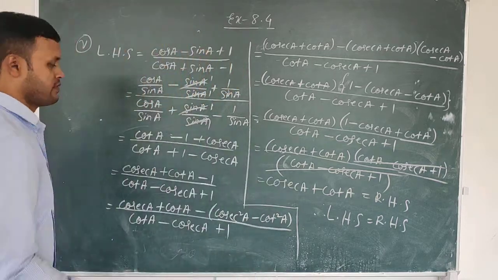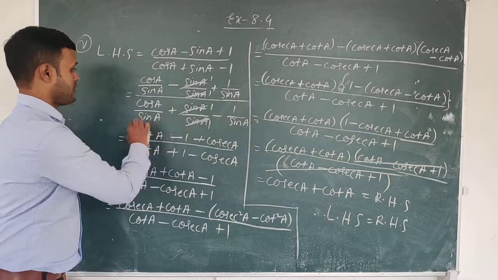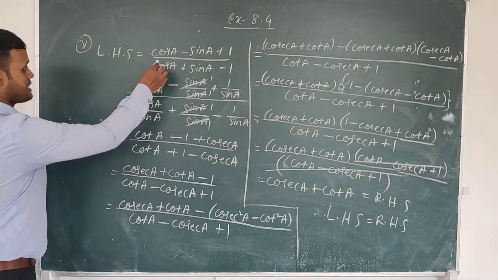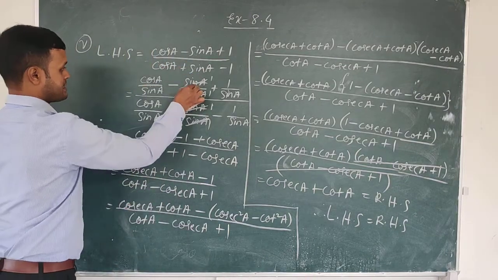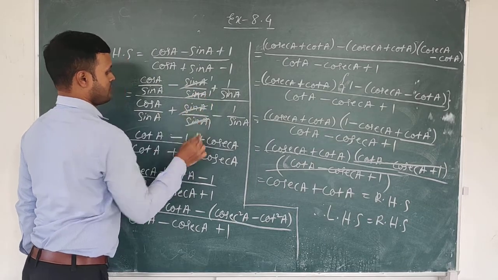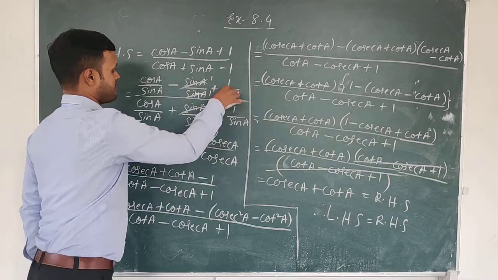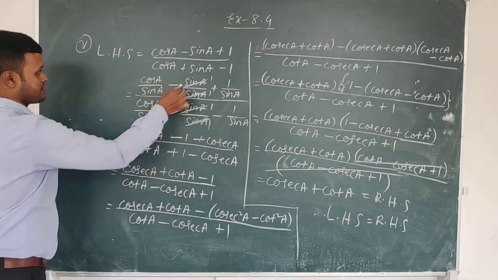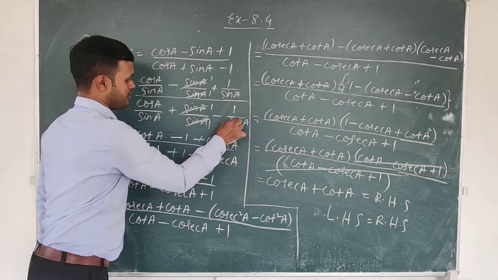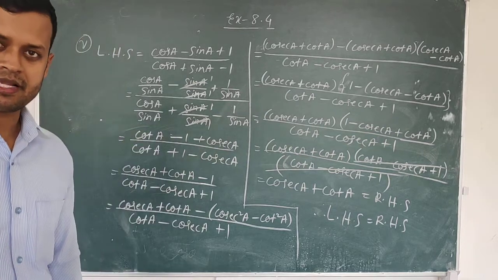So let us see how to convert. I am dividing all the terms above and all the terms below by sin A. Here cos A is there, I am dividing by sin A. Here sin A is there, I am dividing by sin A. Here 1 is there, I am dividing by sin A. Here cos A, here sin A, and here below 1 also I am dividing. All the terms above and below I am dividing by sin A.